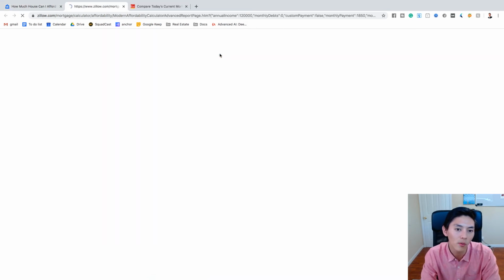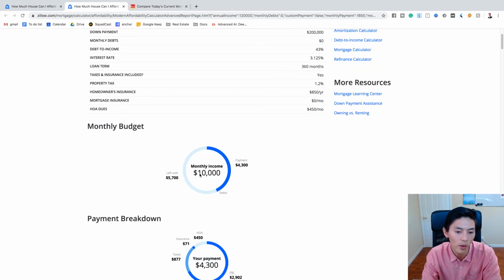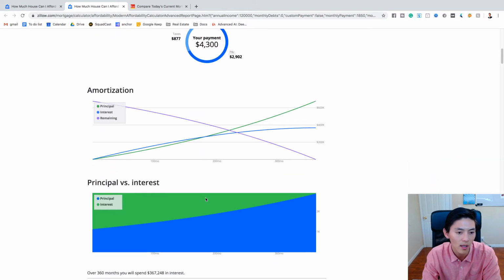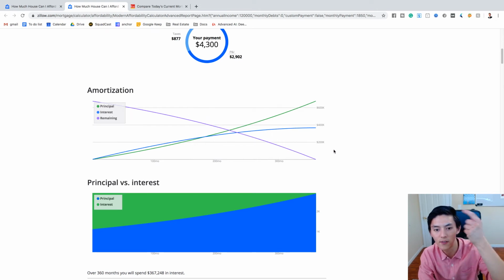And if we look at the full report, you can see the breakdown here of what you can afford. So you see the same things here, monthly payments, breakdown, and the amortization schedule. So over the time, you can see that your remaining balance goes down, your interest is increasing. Obviously, as your remaining balance goes down, your principal goes up. So these are just like the inverse of each other.